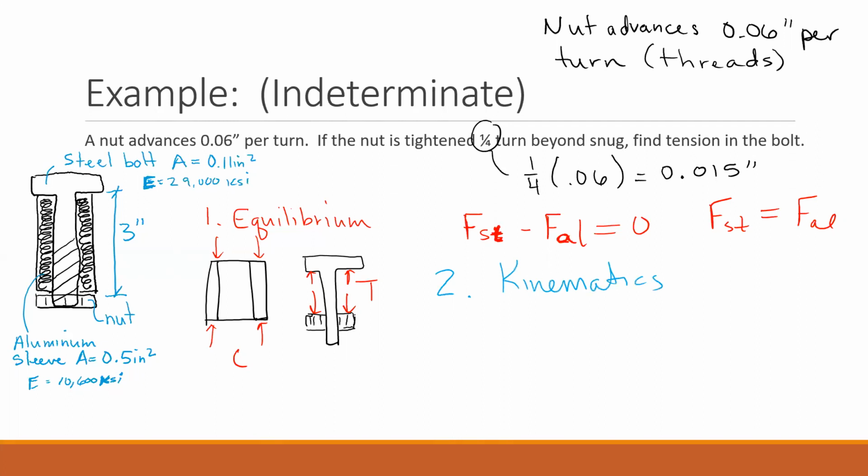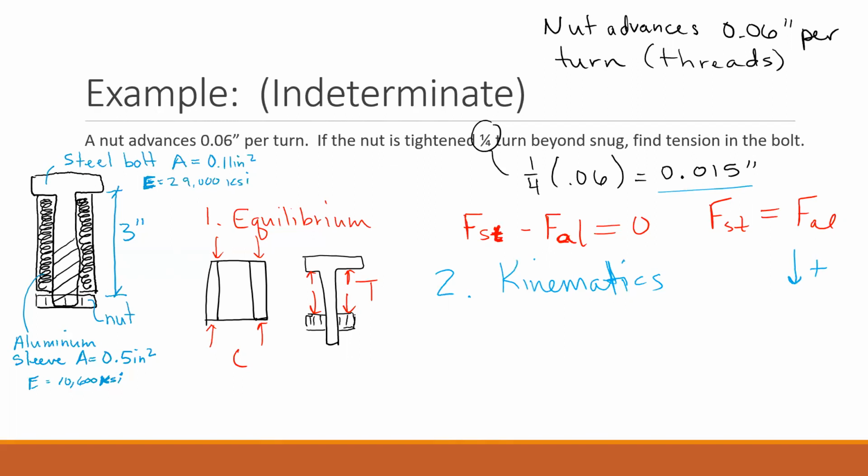So this is looking at how these objects are moving relative to each other. I know that the nut has to move 0.015 inches relative to the bolt. So that bolt is going to extend down. We're going to look at downward as our positive, so the threads of the bolt are moving downward 0.015 inches relative to that nut.